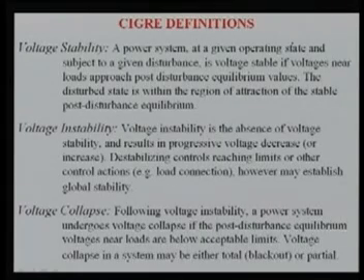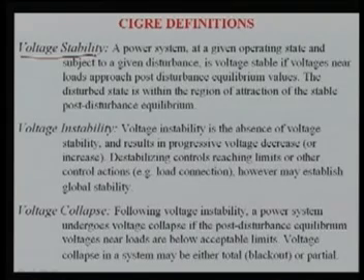Let us see again the voltage stability, voltage instability and the voltage collapse definitions as per Segre. Voltage stability: a power system at a given operating state and subject to a given disturbance. Disturbance includes a variety of faults, like line to ground fault, LL fault, triple LG fault, tripping of a heavily loaded transmission line, outage of power generators. So, all these are disturbances. The system is voltage stable if voltages near the load approach post disturbance equilibrium values, the disturbed state being within the region of attraction of the stable post disturbance equilibrium.